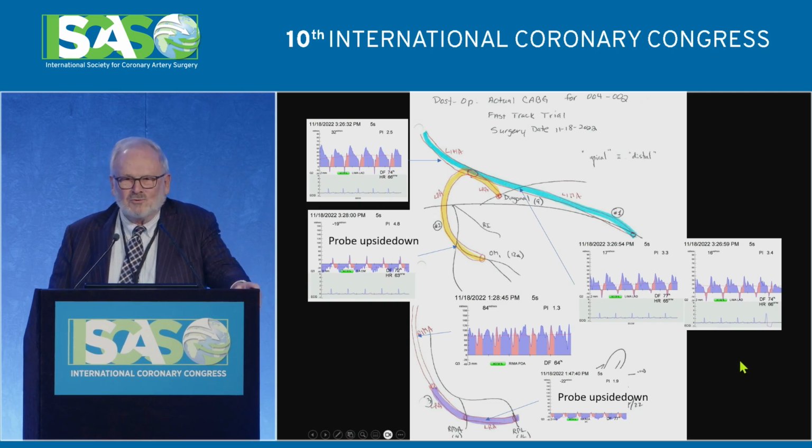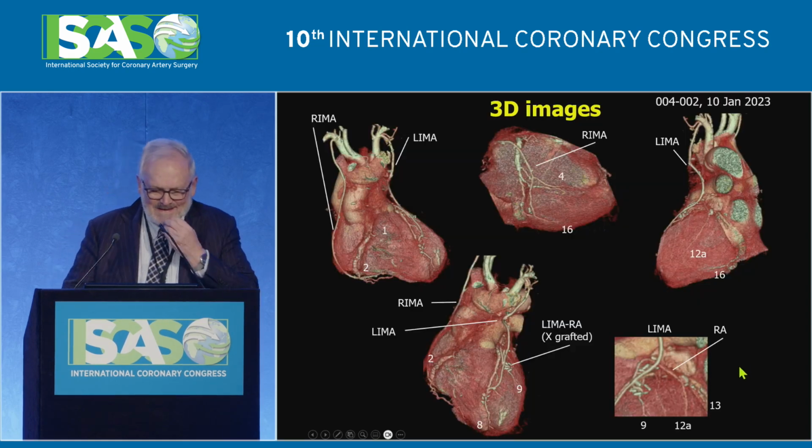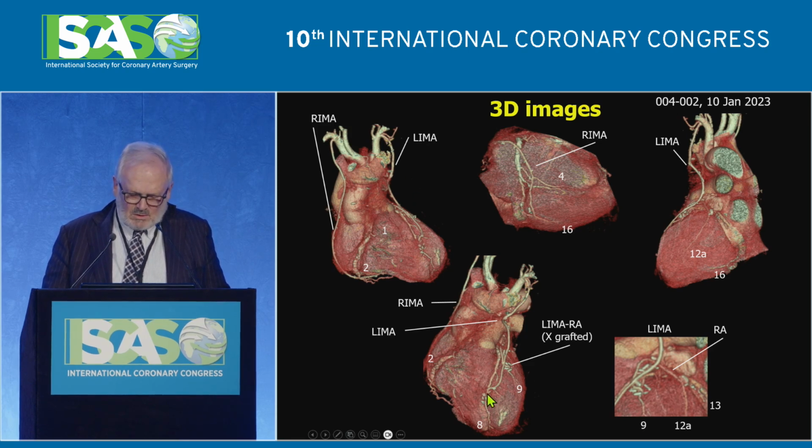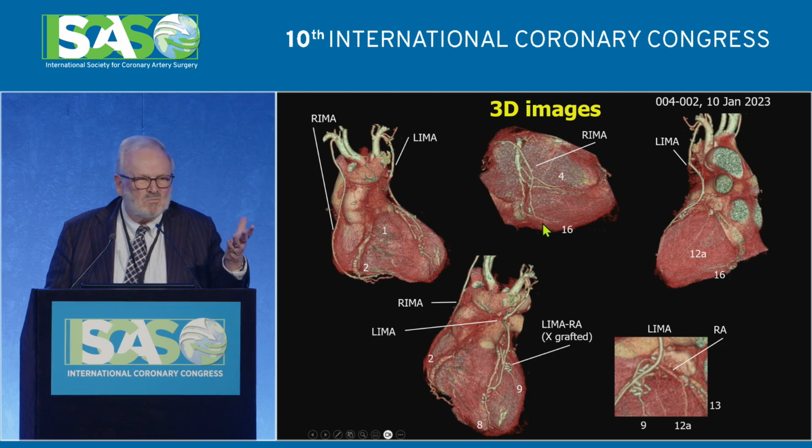Okay, now the moment of truth. What happens? So here you have a global view. You have indeed the Lima going quite distally to the LAD. And I will go to this radial, which is patent, connected to the Lima, and goes to the diagonal and to the obtuse marginal. And if you look at the Lima prolonged by the radial artery, he gets on one of the branches of the PD, and he went on this posterolateral, 1.3, 1.5 millimeter diameter.